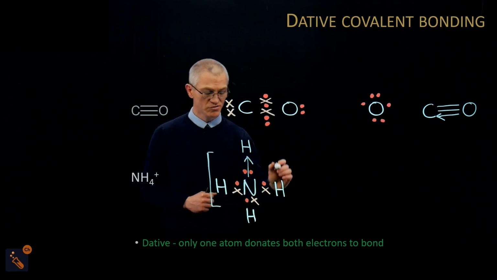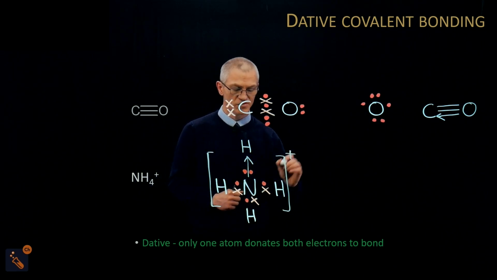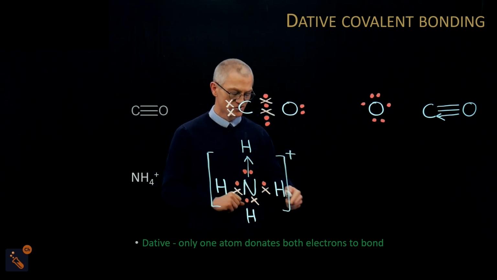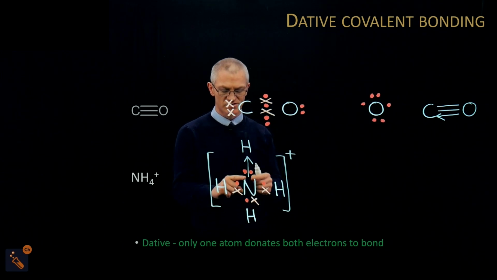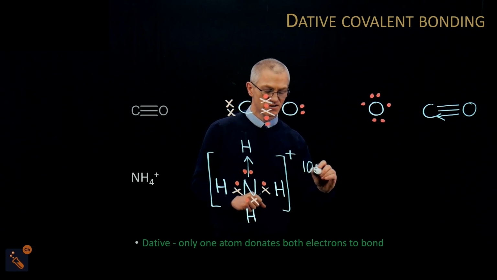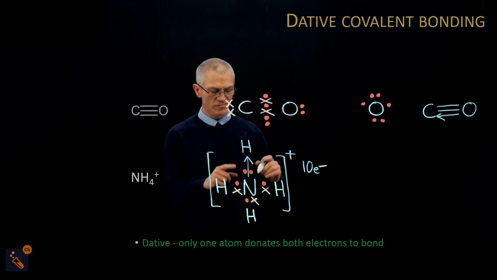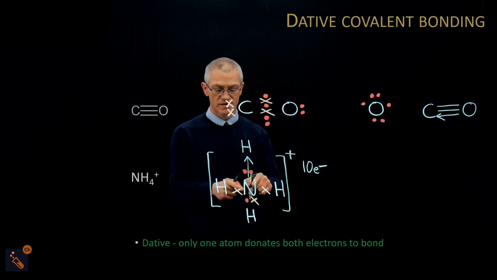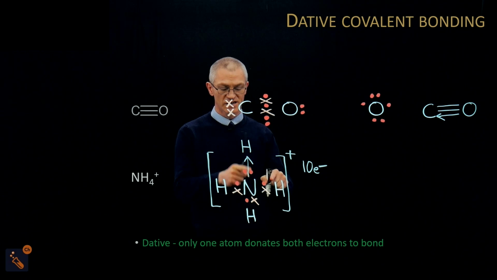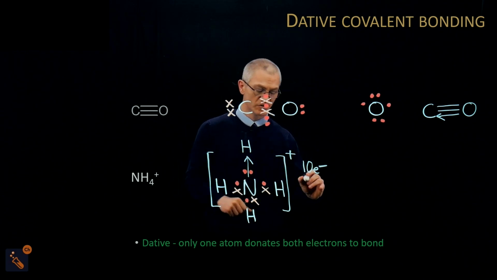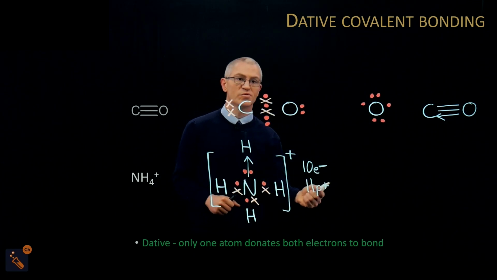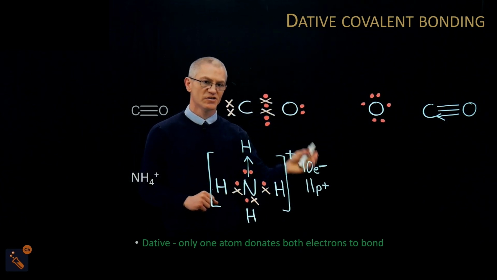Now I'm going to go through quickly why, for example, that would be positive, and this is often missed by students. So if I count the number of electrons here, it is 8. Don't forget the 2 in the center. So there are 10 electrons. If you look at the protons, there are 7 protons in the nitrogen, plus 4 hydrogens, so 11 protons. So in this whole thing, we have one more proton than electron. Therefore, the whole thing is plus.